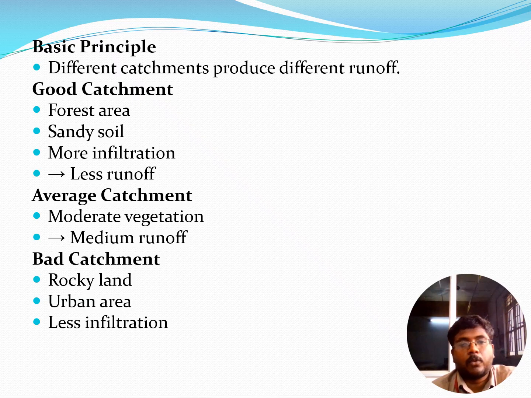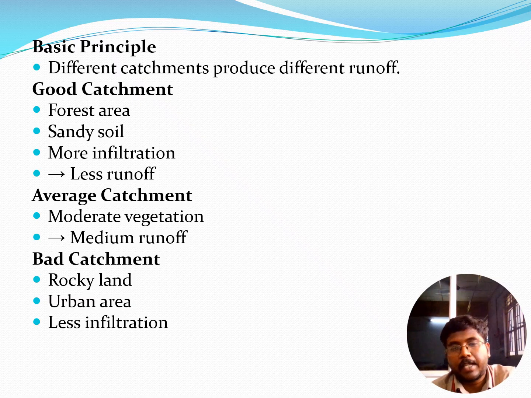Next we see about the basic principle. In this basic principle, different catchments produce different runoff. The catchment can be classified into three different types: good catchment, average catchment, and bad catchment. In a good catchment, which is considered as forest area, more infiltration takes place, and automatically less runoff is estimated.